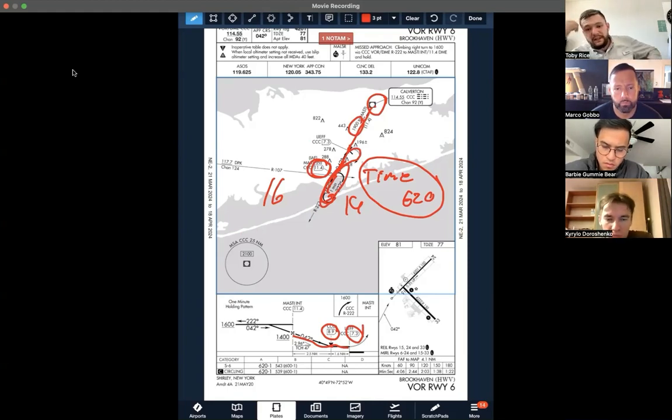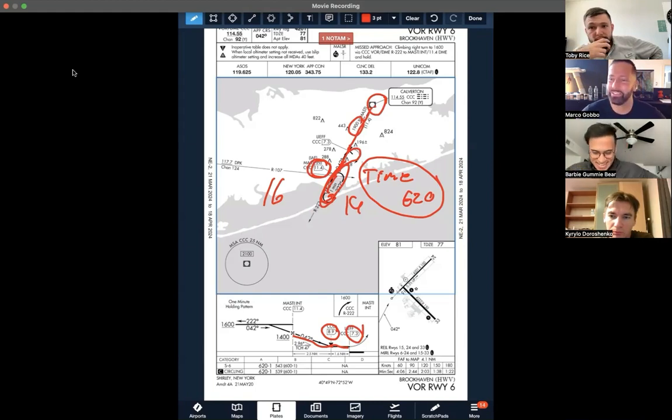Is anybody completely flummoxed from this, or does it make sense how he broke it down? Oh, it makes sense. What do you think, Marco? Yeah, you have to pay attention on every single step and track the radios and everything, and fly the plane at the same time, talking to the controller at the same time, and doing checklists at the same time. It's gonna be a little tough.